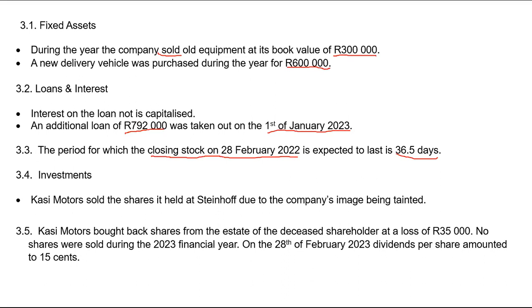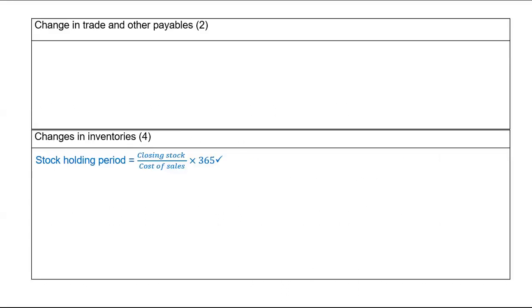Now, what do we have here? We don't have last year's closing stock, so I'm going to put it as X, but we do have last year's cost of sales. We had it right at the beginning, which was 2 million rand, and the stock holding period, we do have it from the question. It was 36.5 times that by 365. Now, I'll end up having 365 is equal to 36.5 times 2,000 will give you 73 million. When you divide it by 365, it'll give you 200,000, which is last year's closing stock. So this year's closing stock was 178. So last year's closing stock was 200,000.